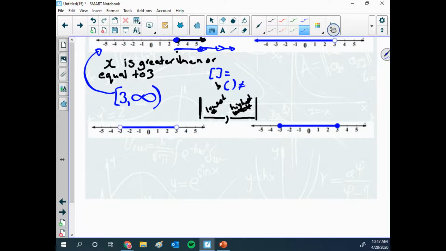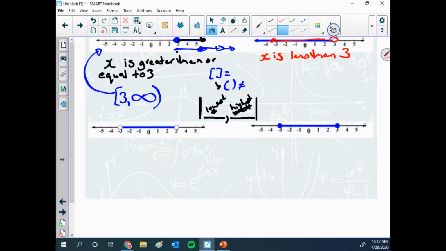Let's take a look at the next one here. Change my color. So here, if I was to express this and read this out, I would say that, we'll say again, x is, well, what's happening here? Are we less than 3 or greater than 3? Well, we are less than 3. Can I equal 3? No, because this is an open dot. So x is less than 3.